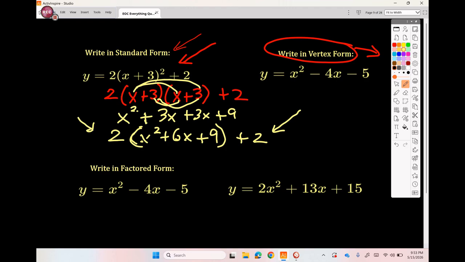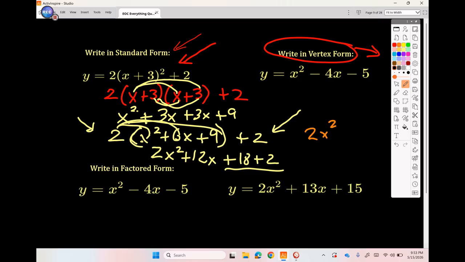So when you multiply these 3 terms by 2, you get 2x squared plus 12x plus 18 plus 2. Now you can put together these like terms and you'll have your final equation. So your final equation is going to be 2x squared plus 12x plus 20.